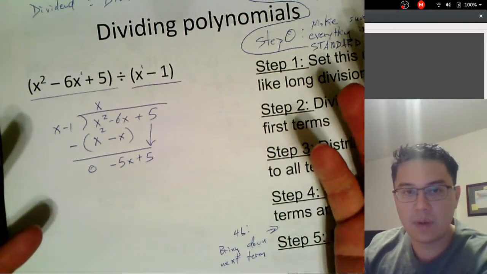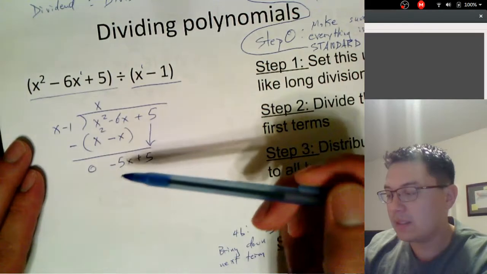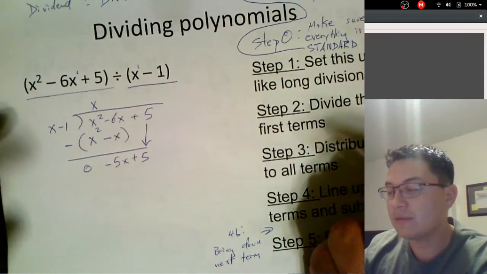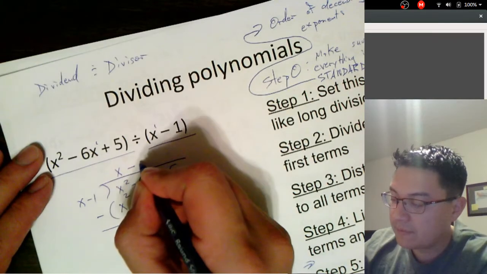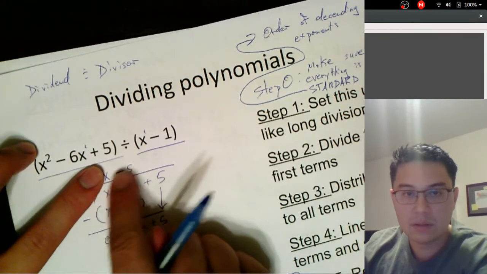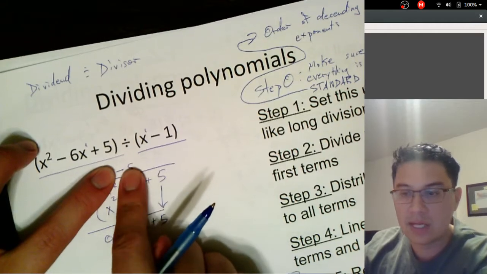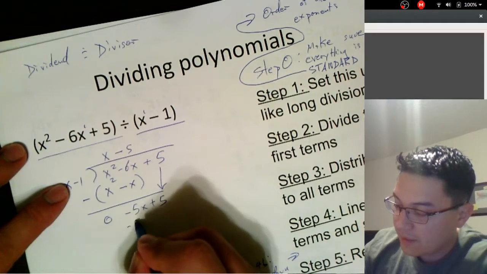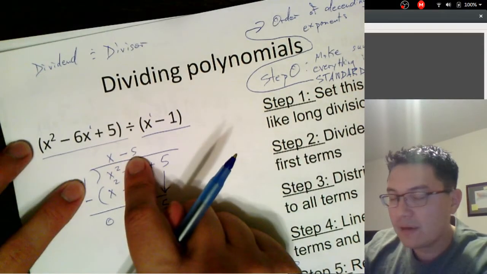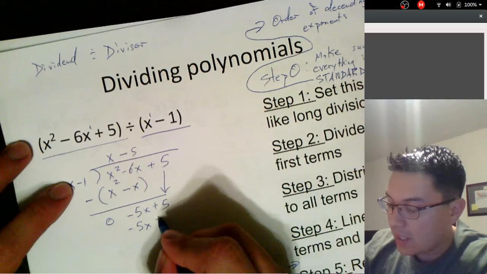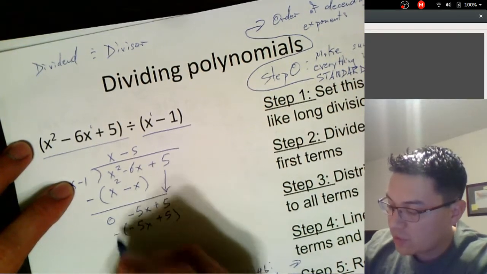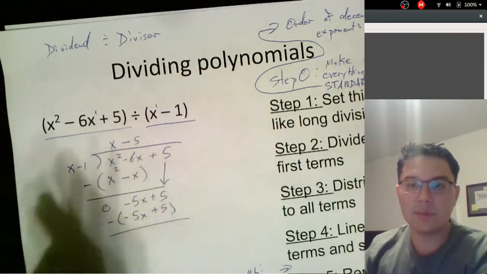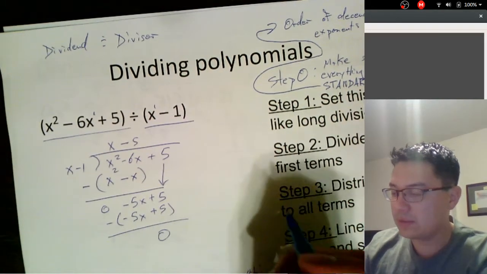And we're going to repeat the process now. So x times what, what do we have to multiply x by to get negative 5x? Just negative 5. So we're going to add a negative 5 here. Don't worry about the x. We're just concentrating on the negative 5 now. So negative 5 times x minus 1. Negative 5 times x is negative 5x, and negative 5 times negative 1 is positive 5. We're going to subtract that from what's above.